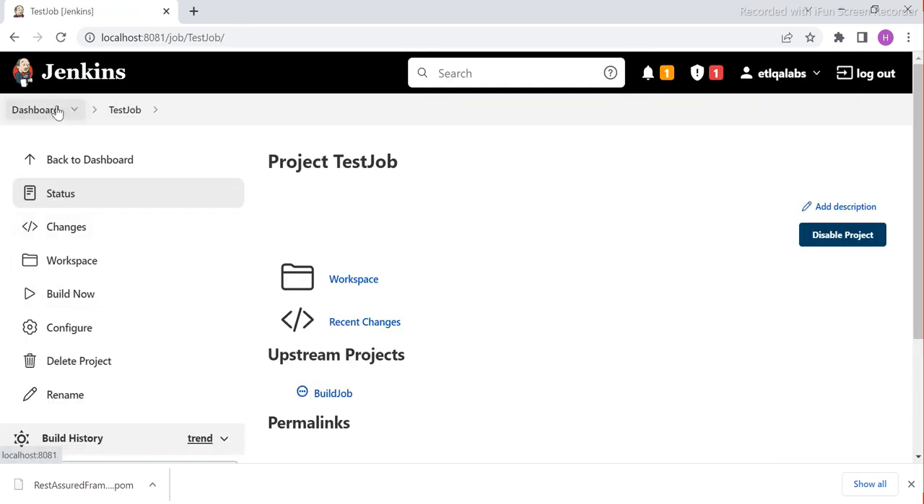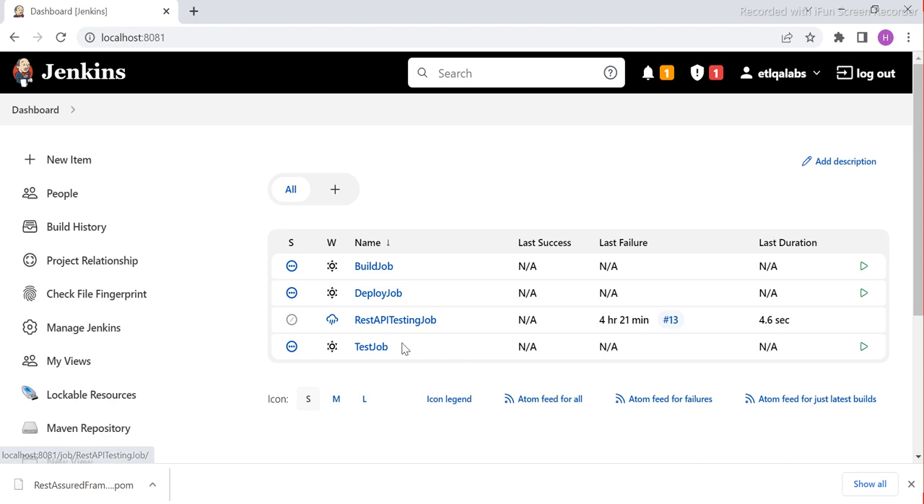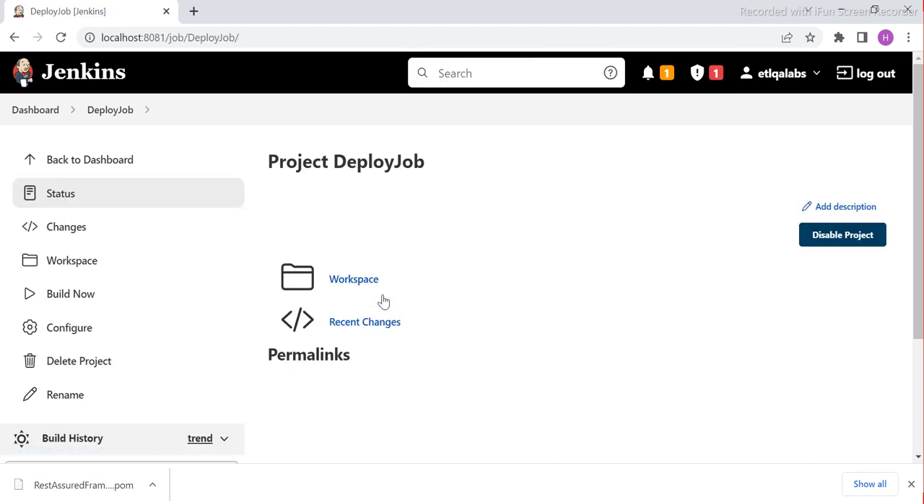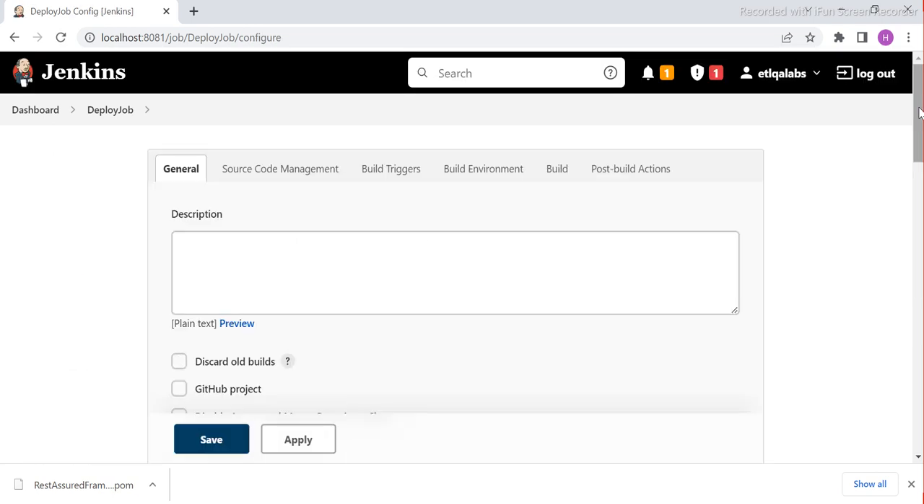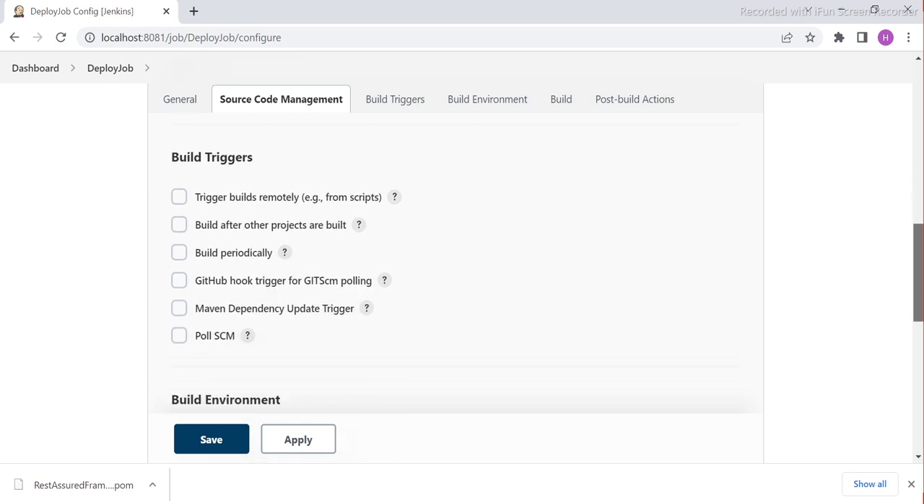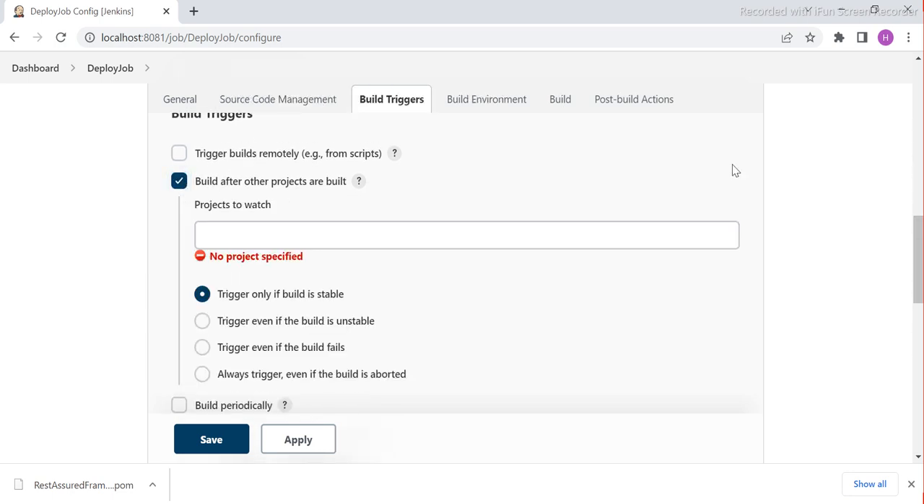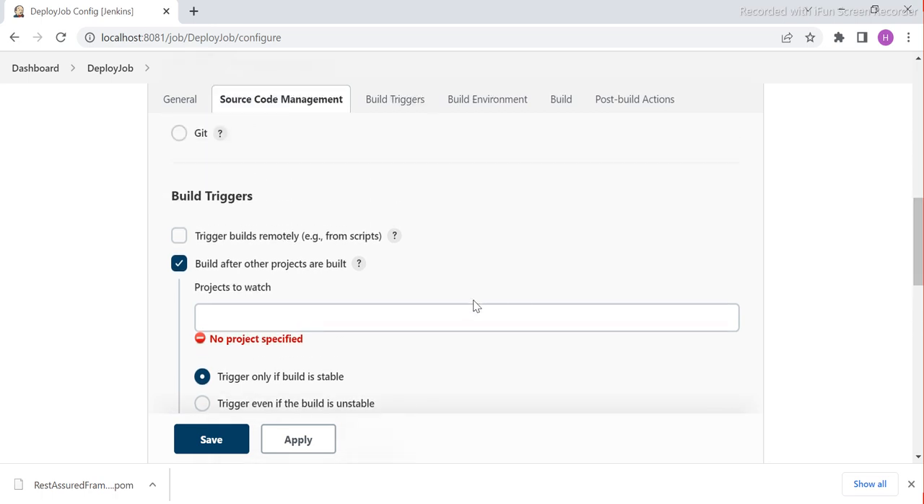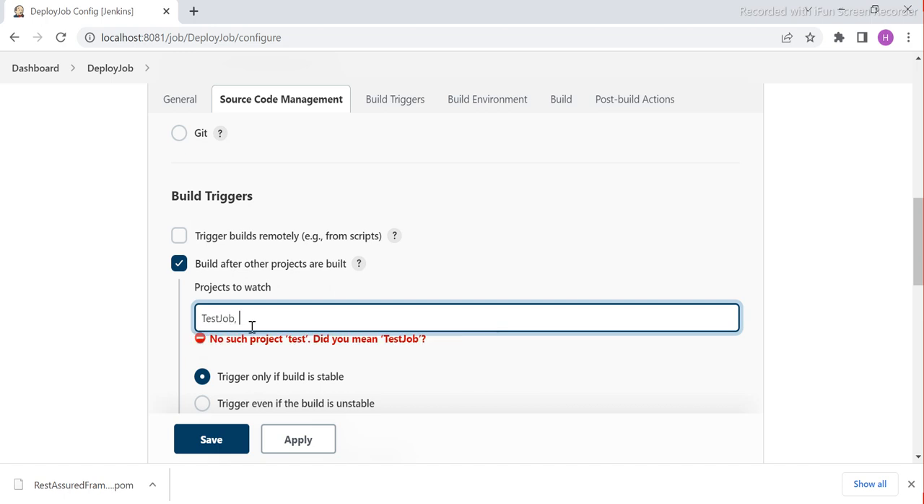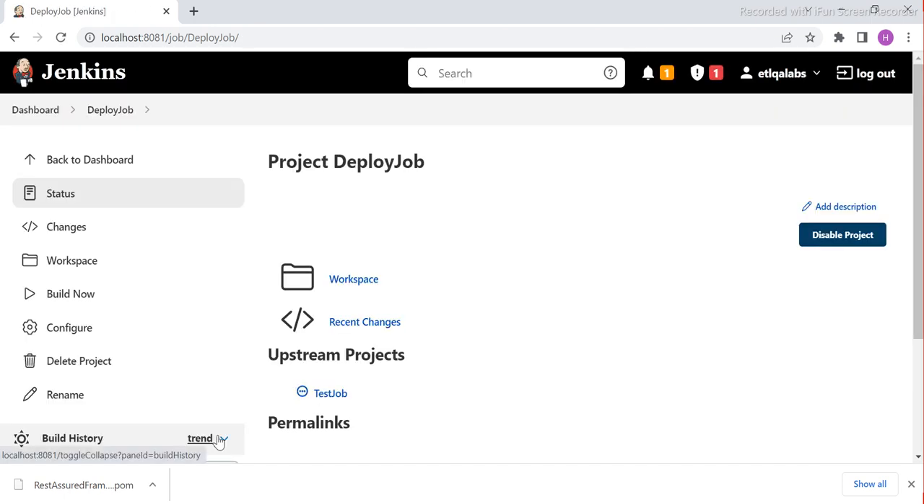Now I have the deploy job. The deploy job should only trigger when my test job is completed, right? I will go here and say build trigger, when it should trigger. Now I'll say test. When my test job is done, then only my deploy job should start.